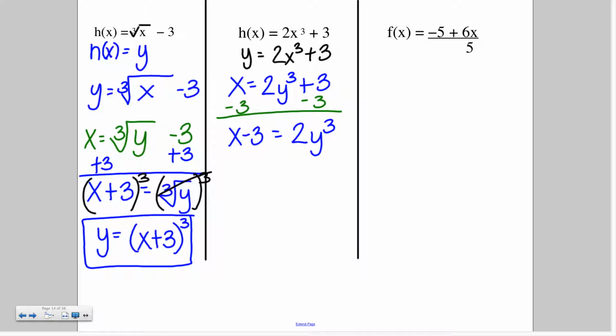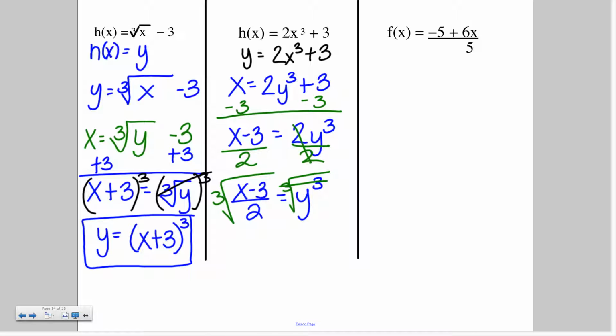All right. Now we can't take the cube root yet because we have a 2 attached to it. So in order to get rid of that 2, we have to divide by 2. Okay? And that's going to leave us with x minus 3 over 2 is equal to y cubed. Now we can get rid of that cube, and in order to get rid of that cube, we have to cube root both sides.